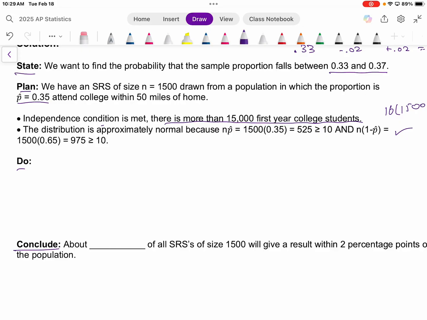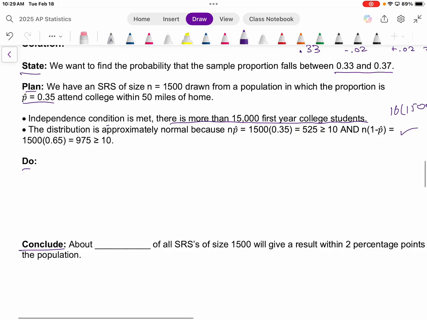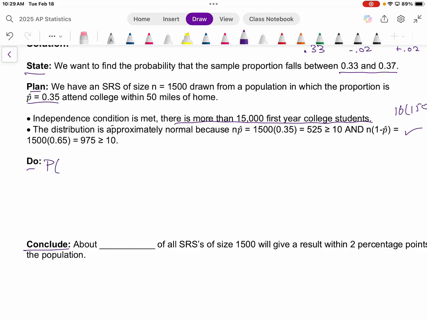So in the do stage, before we get started, we know we want to find out what is the probability that p hat is between 0.33 and 0.37. That's what we want to find out. We know we can use the normal CDF since the normal condition is met. My lower bound, 0.33. My upper bound, 0.37.